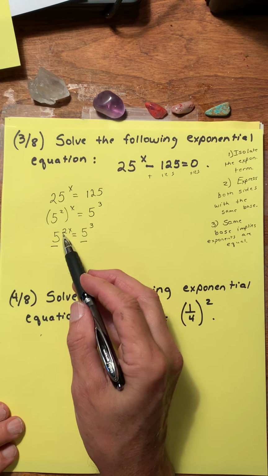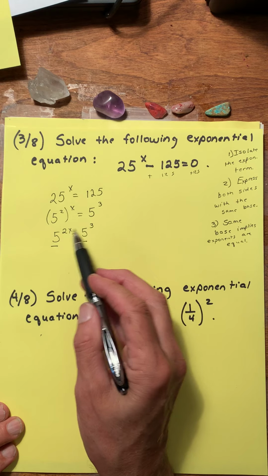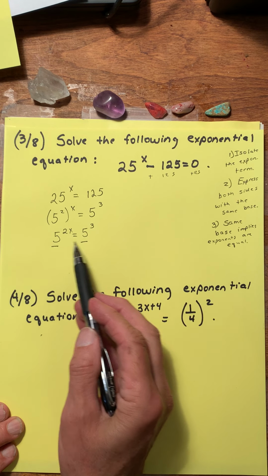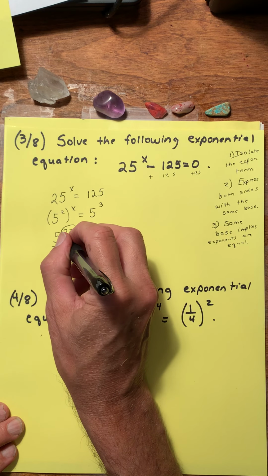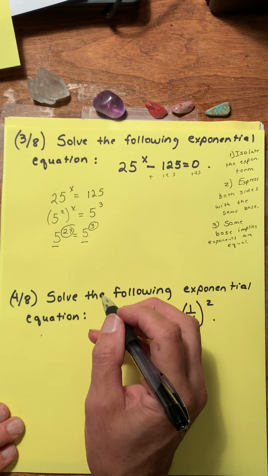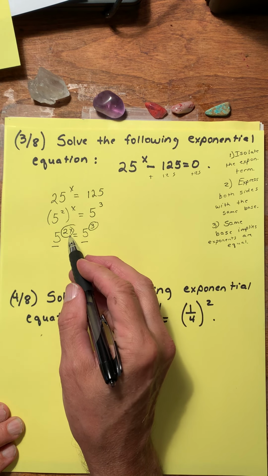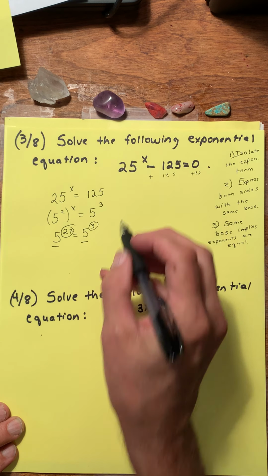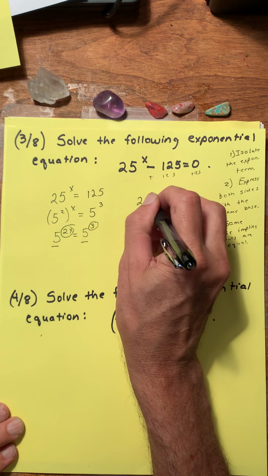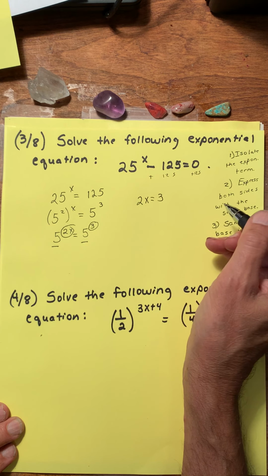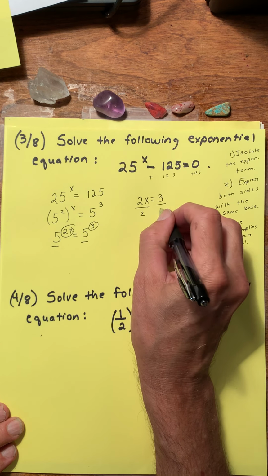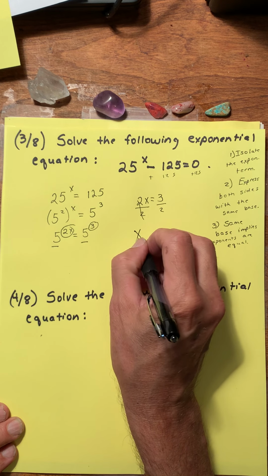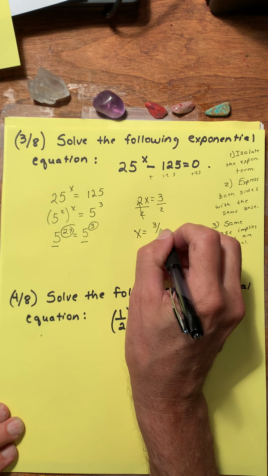Hey, if I have 5 to something equal 5 to something, then the two somethings must be the same. So if I have the same base, that implies the exponents are equal. So my next step is to conclude that 2x equals 3. Hey, look how close we are to solving this equation for x. All I have to do is divide both sides by 2, and I find that x is 3 over 2.